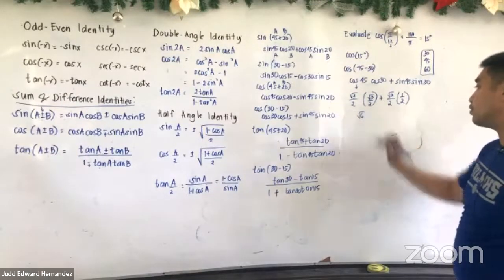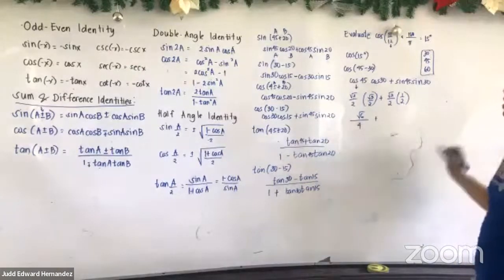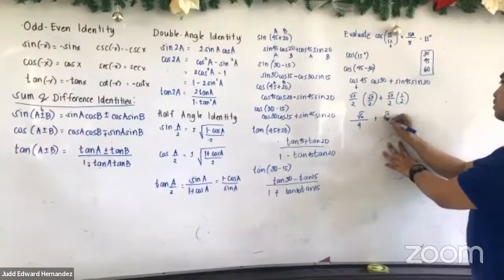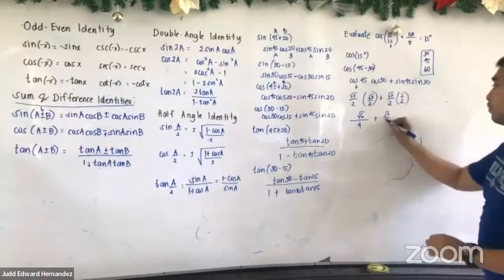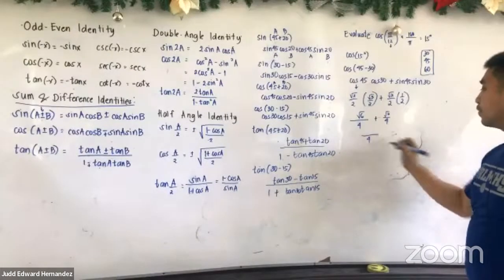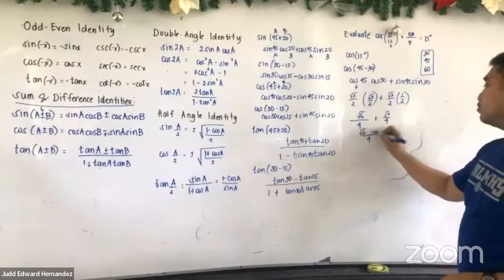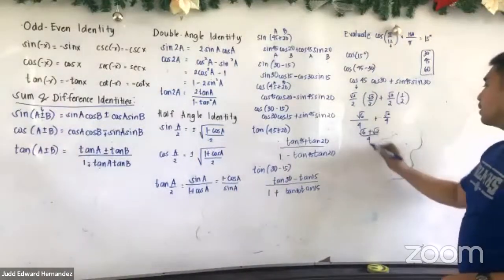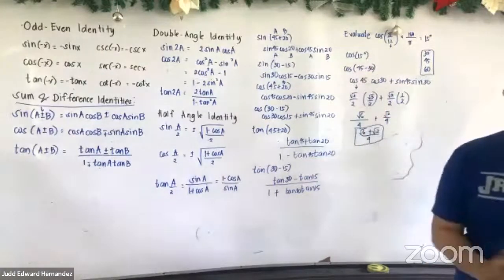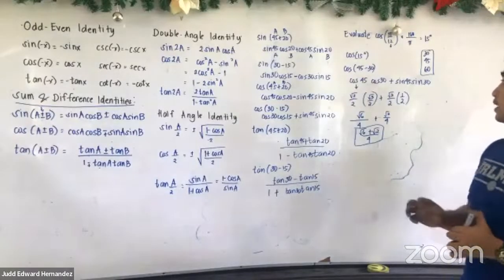Therefore, it becomes square root of 6 over 2 times 2 is 4 plus square root of 2 times 1 is square root of 2 over 2 times 2, which is 4. Therefore, it becomes over 4 since pareho naman siya ng denominator at i-add na lang natin yung numerator. That is square root of 6 plus square root of 2. And that is the value of cosine 15. Are we clear? Yes, sir.